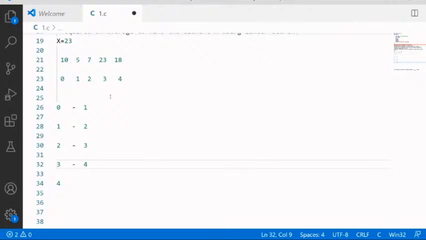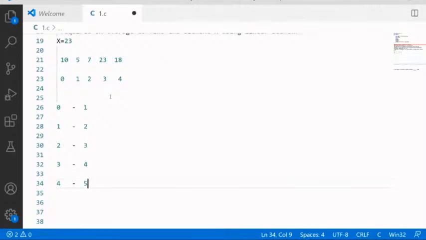Suppose the element is found at the 4th index. In a similar way, 0th index, first comparison, 1st index, second comparison, 2nd index, third comparison, 3rd index, fourth comparison, and the 4th index will be the 5th comparison. So totally 5 comparisons overall. So we had 5 different possibilities, and we have already found the comparisons for the 5 different possibilities.